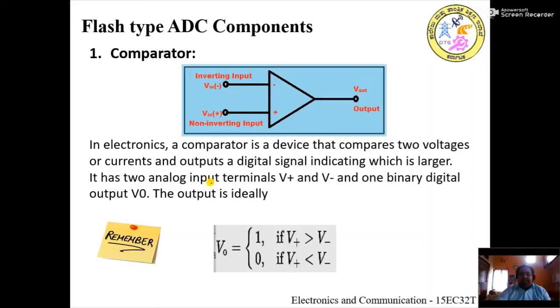So it has analog input terminals V plus and V minus, and one binary digital output V0. Here the output ideally is shown with the equation. Whenever the voltage input at the V plus terminal is greater than the V minus terminal, then the output will be logic 1, otherwise the output will be logic 0. So here the comparator is constructed using an op amp, operational amplifier.